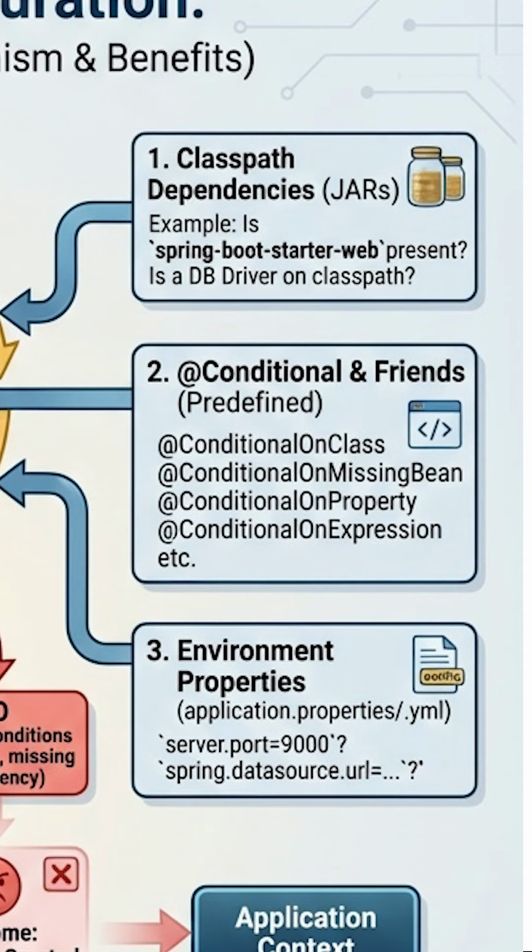Classpath dependencies, like whether spring-boot-starter-web or a database driver is present. Conditional annotations like @ConditionalOnClass, @ConditionalOnMissingBean, @ConditionalOnProperty, and others. Environment properties from application.properties or application.yaml, such as server ports or data source URLs.